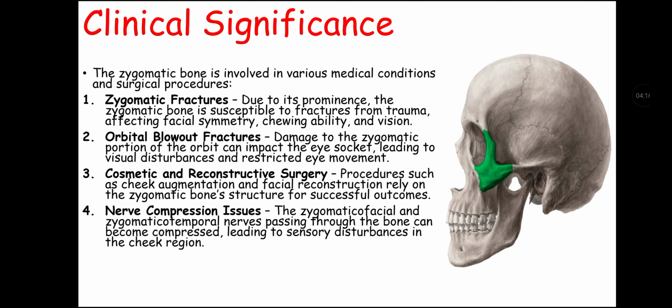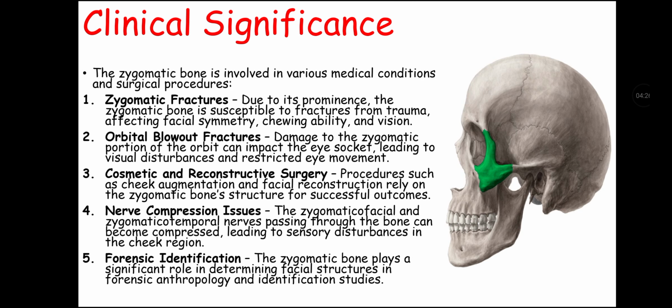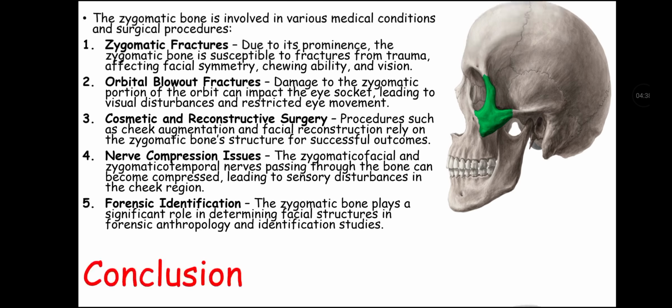The next clinical significance is nerve compression issue. The zygomaticofacial and zygomaticotemporal nerves passing through the bone can become compressed, leading to sensory disturbances in the cheek region. The next significance is for forensic identification, as the zygomatic bone plays a significant role in determining facial structures in forensic anthropology and identification studies.